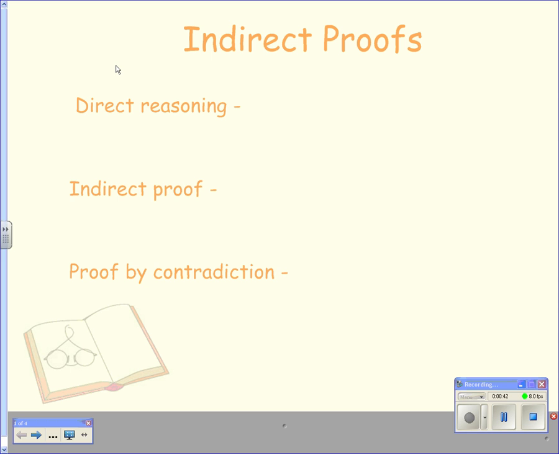What we're going to look at are indirect proofs. A proof in which the statement to be proved is assumed to be false and a contradiction is shown. And then proof by contradiction, it's another name for indirect proofs.